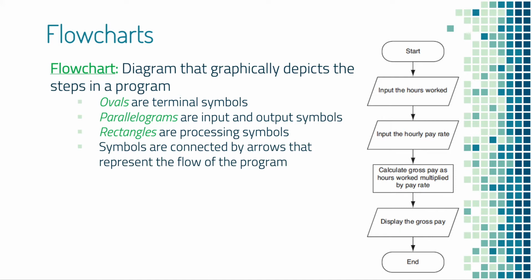After we start, you'll see there's an arrow pointing to the next shape called input the hours worked. For parallelograms, we're going to be using those for input and output. The next step is going to be input the hourly pay rate. The next step after that is we calculate. So when we do calculations or processes, we use rectangles. And we calculate gross pay as hours worked multiplied by pay rate. So that's just some math we're doing. After that, we have another arrow that says display the gross pay with a parallelogram. Again, another output. And then we have end. So this is sort of the flow we're going to be using for these different flowcharts.